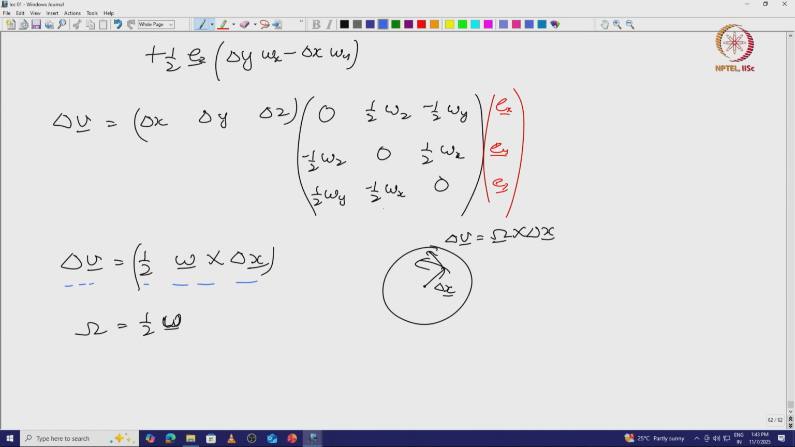Next is the symmetric traceless part. That part I will continue in the next lecture. So, I will continue this lecture then, and we will see you then.